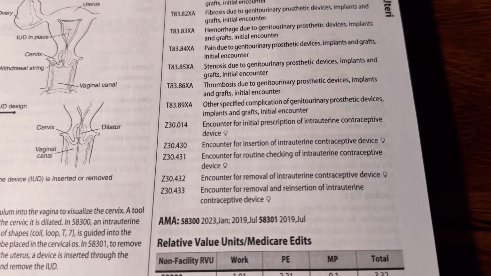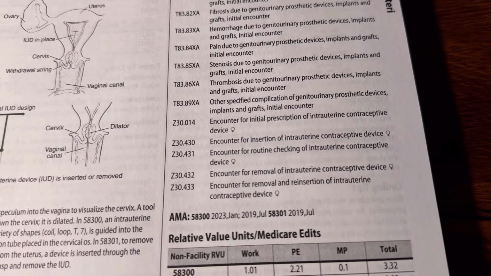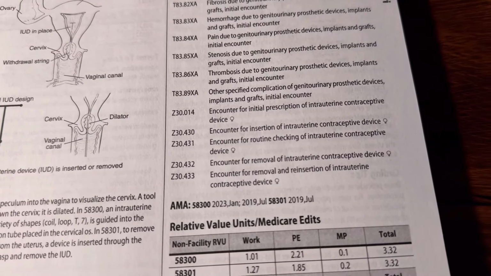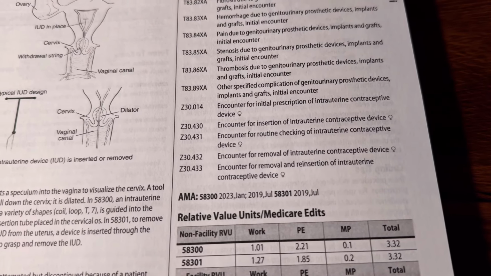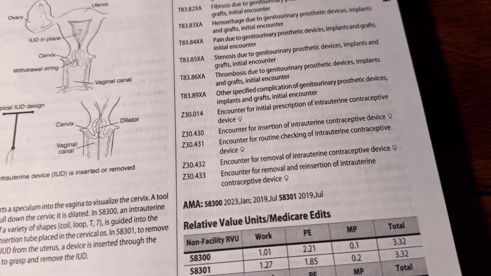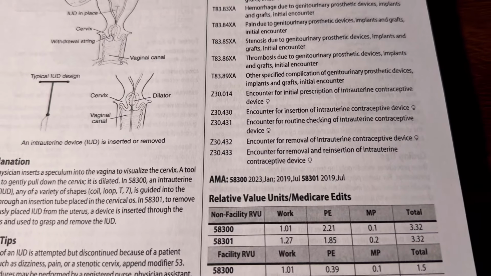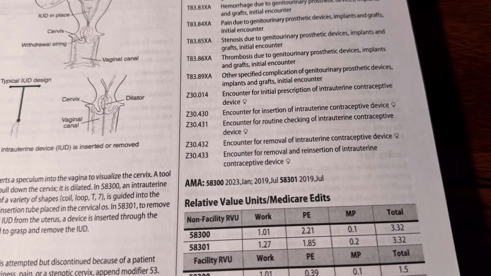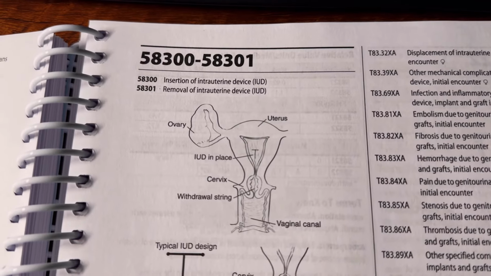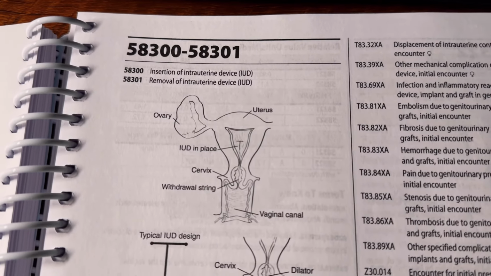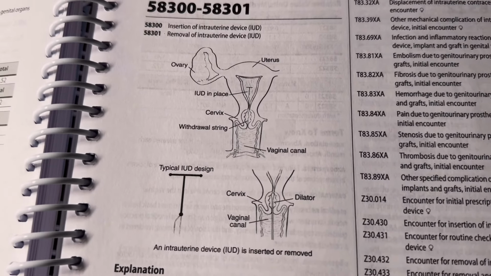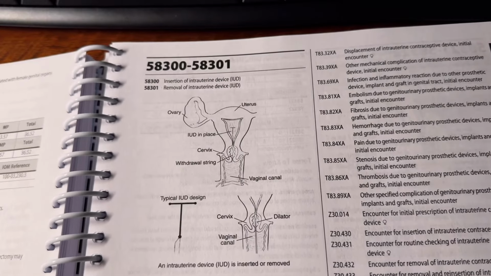So sometimes we just have insertions, which is the Z30.430, or we have the removals, which is the Z30.432, and then sometimes we have patients come in for an IUD swap where they have to get one taken out and then a new one placed. That's going to be the Z30.433. And you also want to make sure you bill your HCPCS code depending on the device that is placed. So those are some easy procedures that I like to do first thing in the morning.